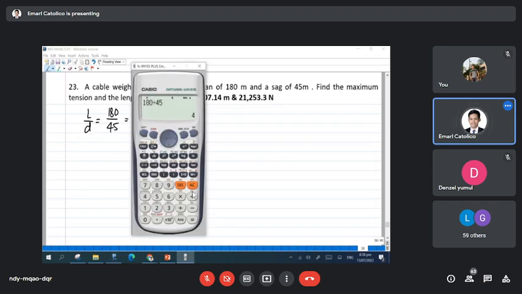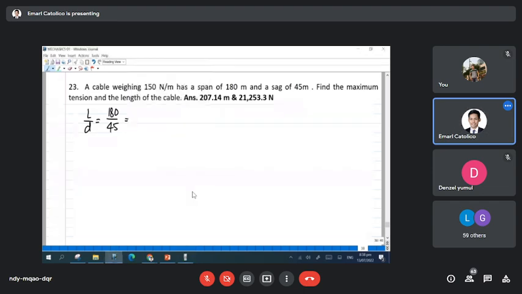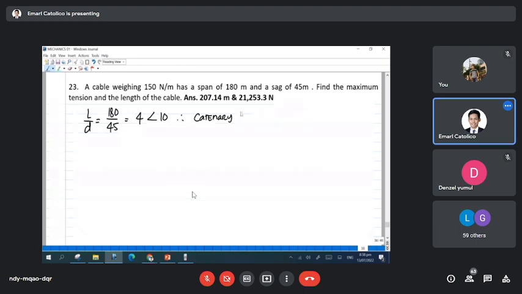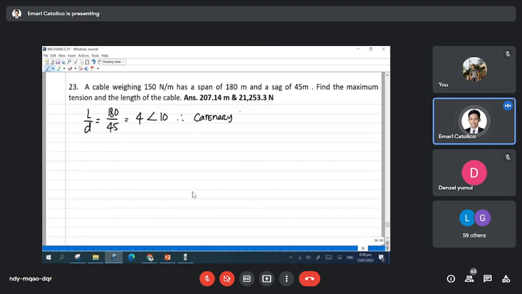So 4 ano? 4 is less than 10. Therefore, catenary ang formula na gagamitin natin. Okay. So, L natin is 180 meters.